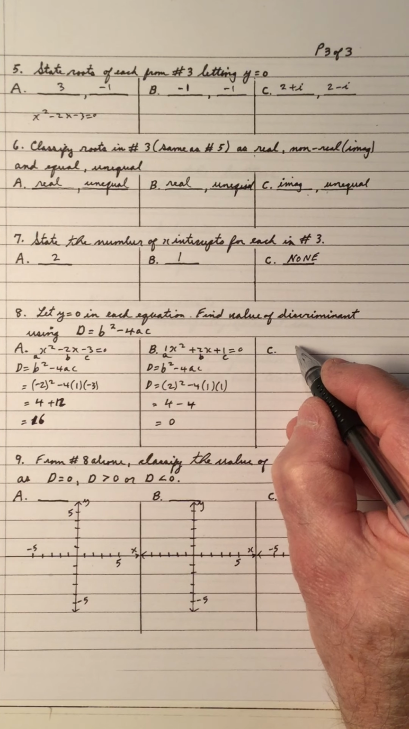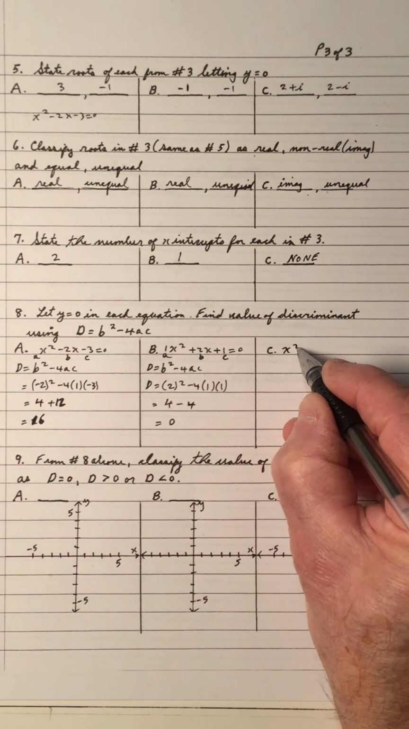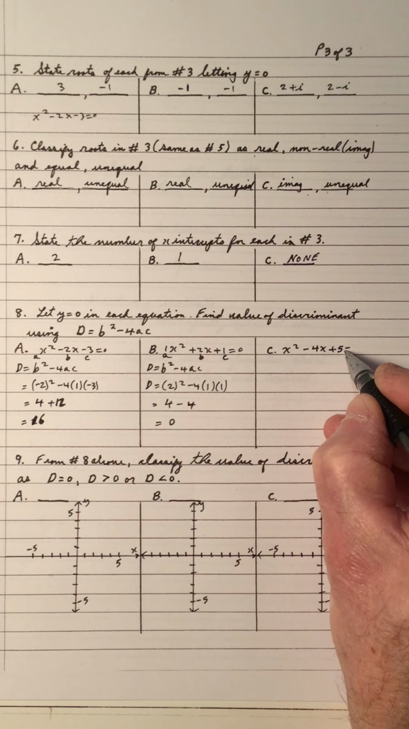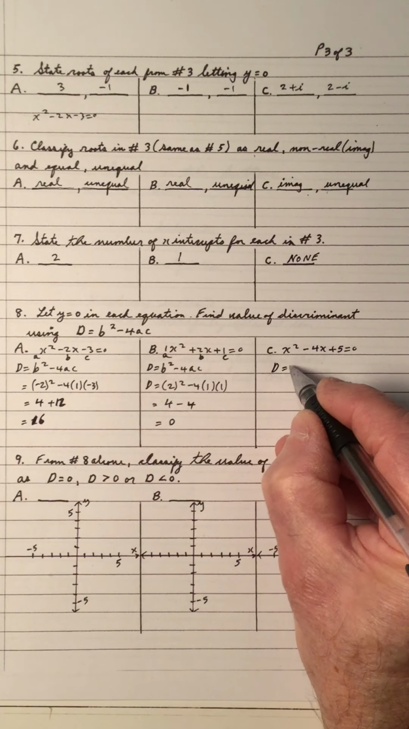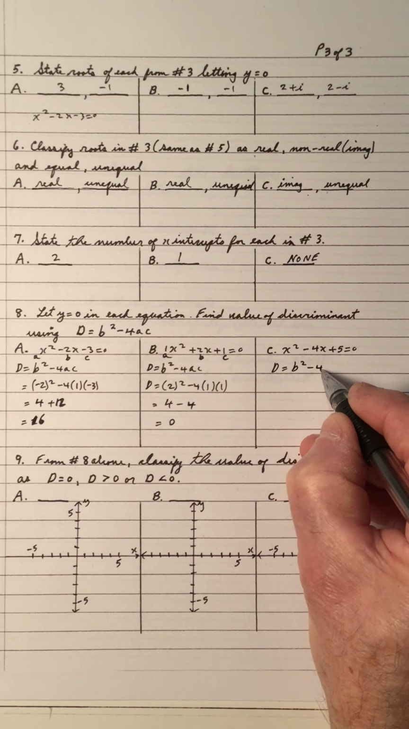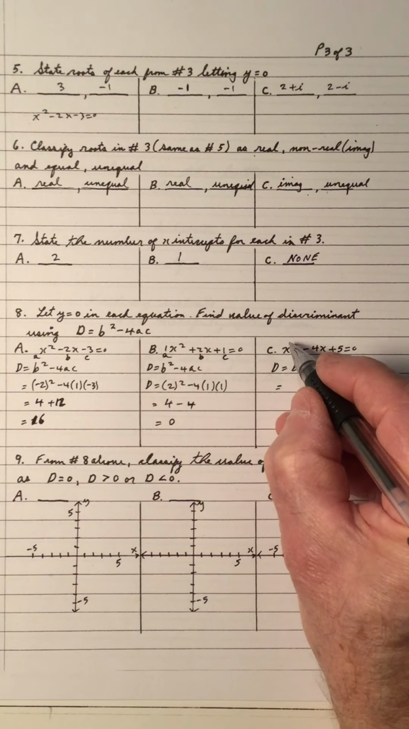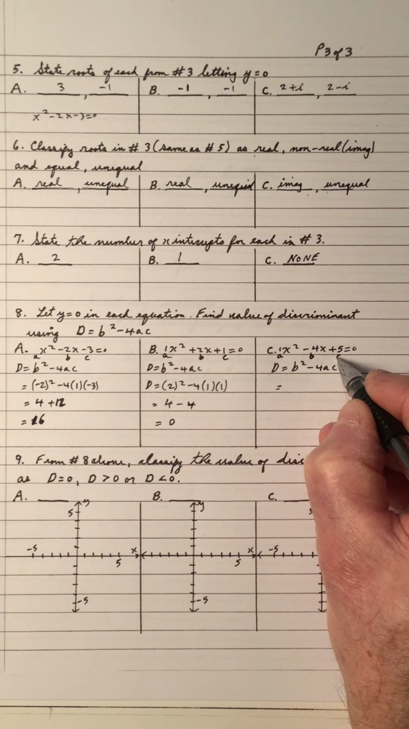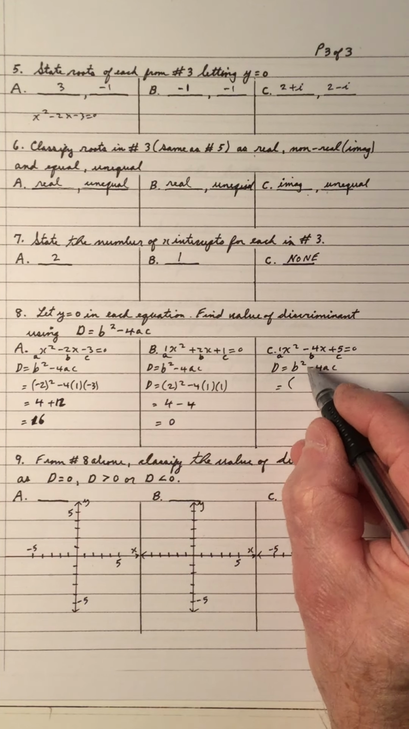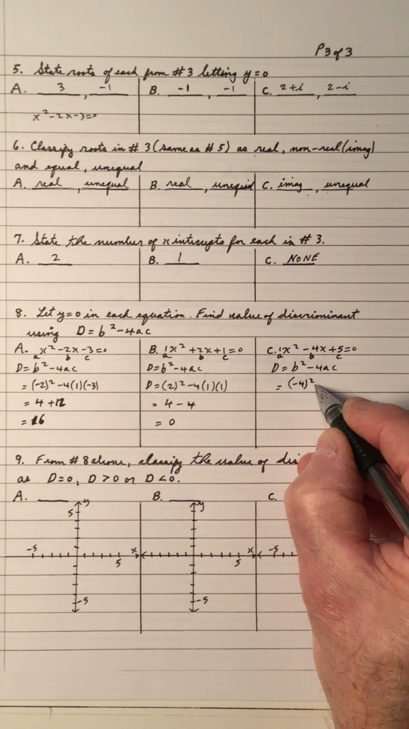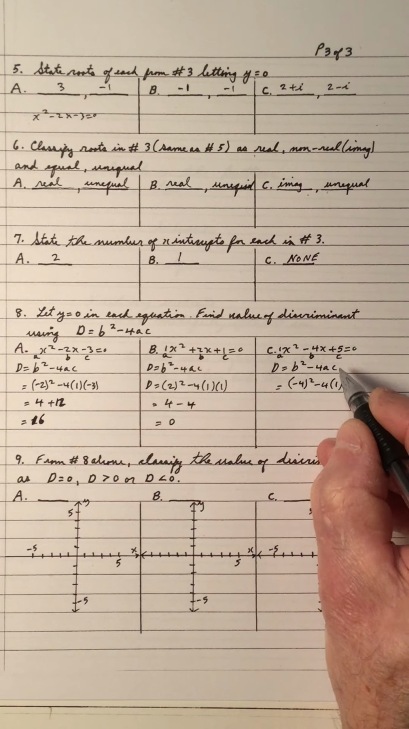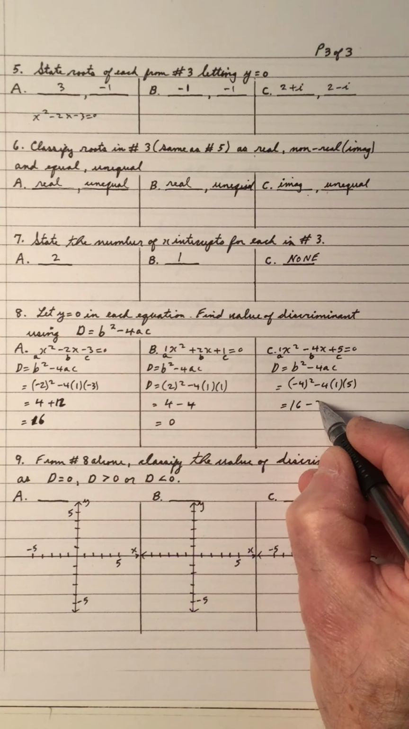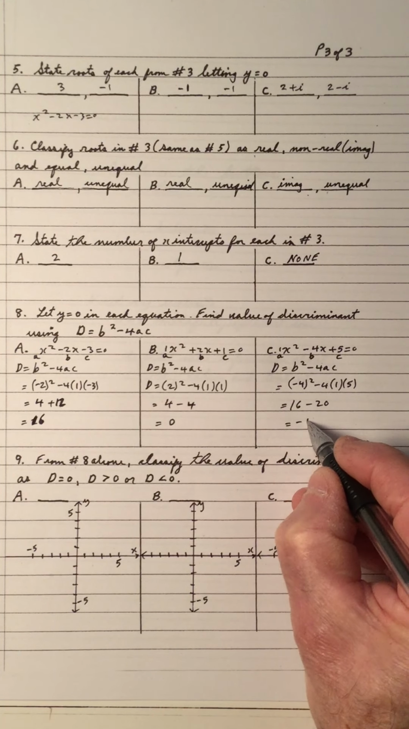And in C, the equation is x squared minus 4x plus 5 equals 0. D equals b squared minus 4ac. Again, a is 1, b is negative 4, c is 5. So 16 minus 20, negative 4.